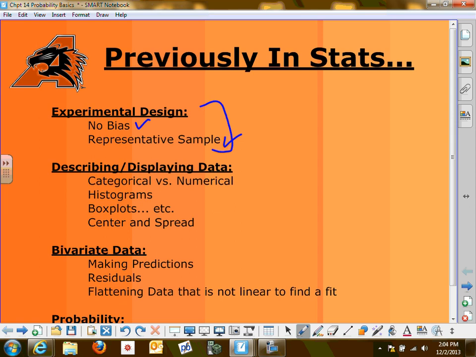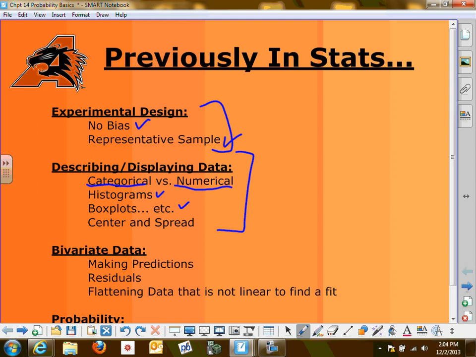After you collect your data, let's talk about how to describe it or display it. You need to first decide, do I have categorical things like red, blue, yellow, orange, that does not average? Or do I have numerical data that it makes sense to average it? And then I'll display it in things such as histograms, box plots, stem and leaf plots, all those kinds of things, okay? Collected data, displayed data.